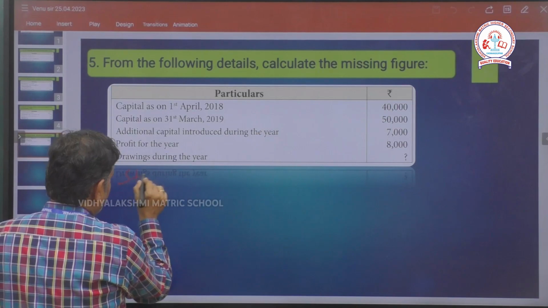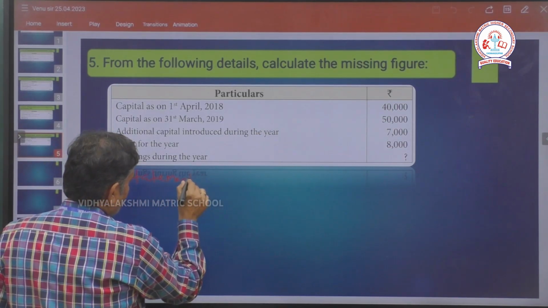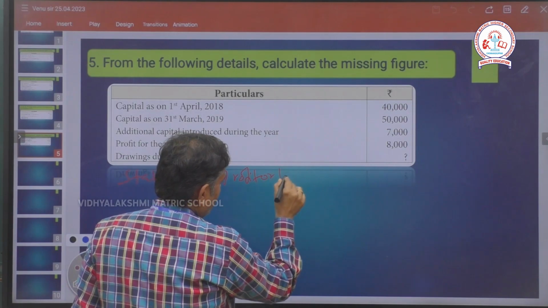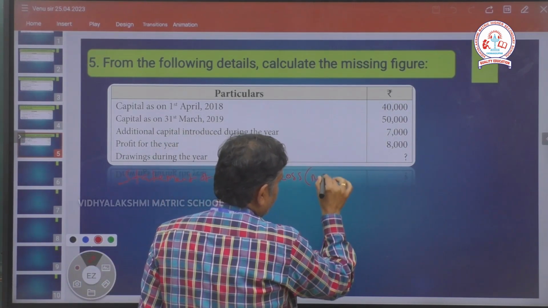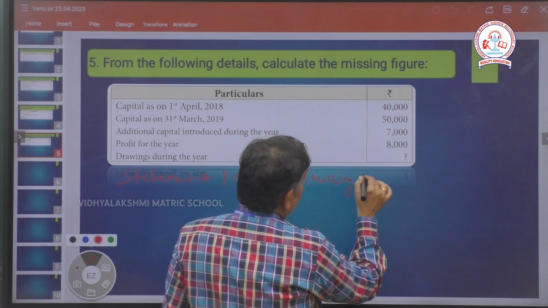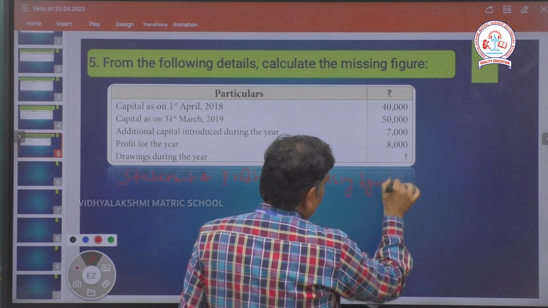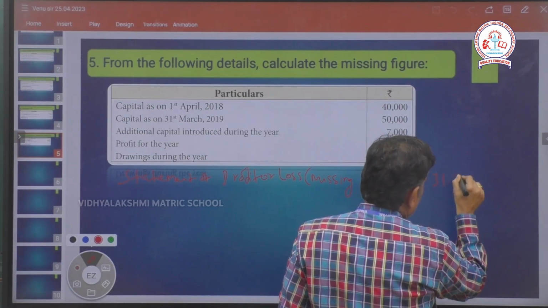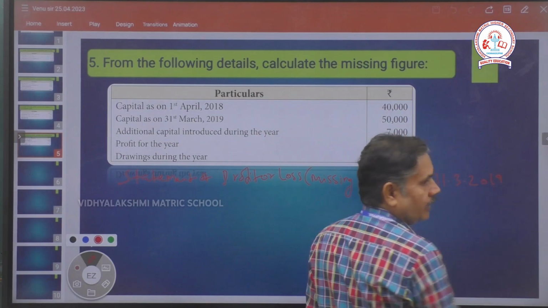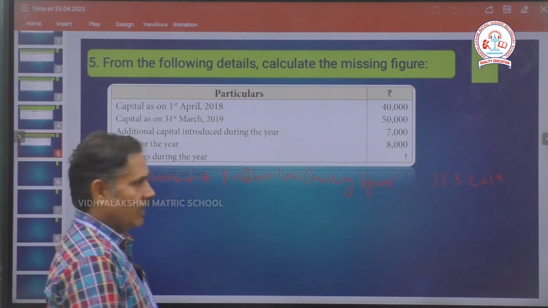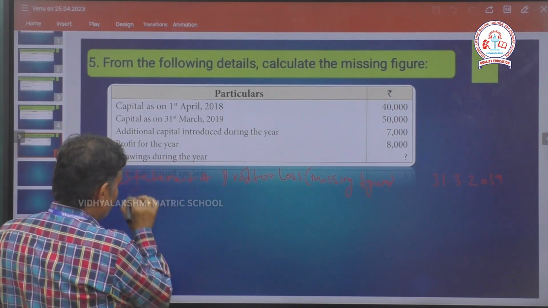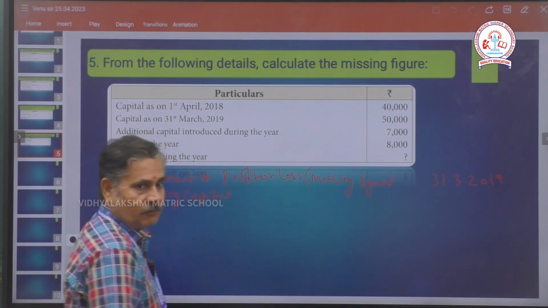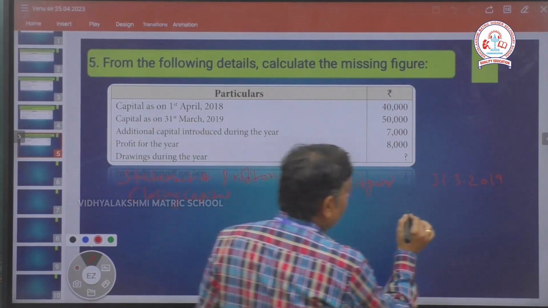write the same statement of profit or loss, or within bracket missing figure. What is the year that is given? Closing capital 31st March 2019. Are you clear? Now we will go for the first value. What is the first one? Good, very good. Closing capital. So what is the value of closing capital? Anyone? Good, 50,000.